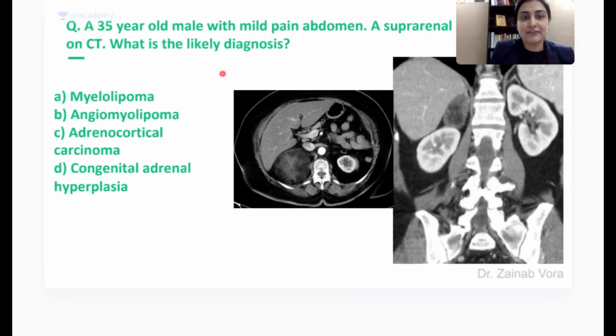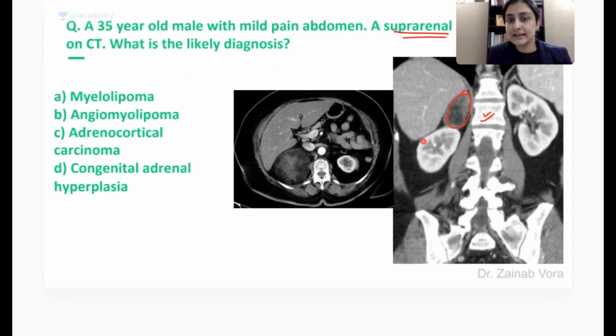Okay, so what do we have here? There is a 35-year-old male with mild abdominal pain, and a suprarenal mass is found. So what do we see here? Is it a renal mass? Is it an adrenal mass or a suprarenal mass? Can you see here on the coronal plane? Again, what is the investigation, guys?